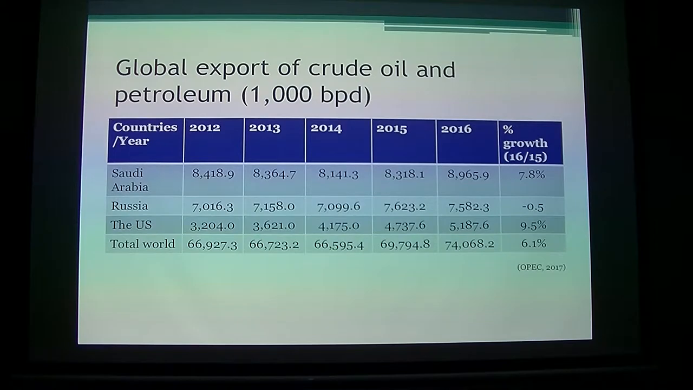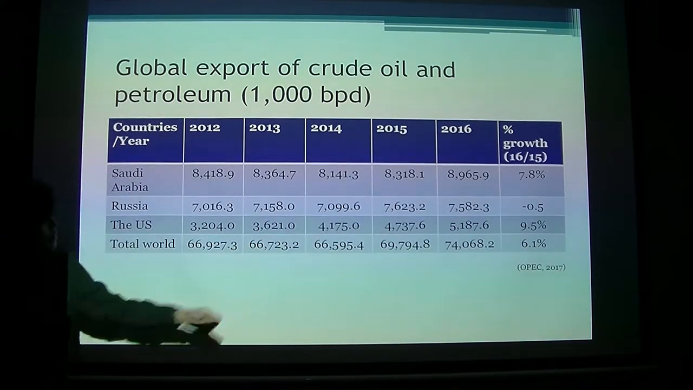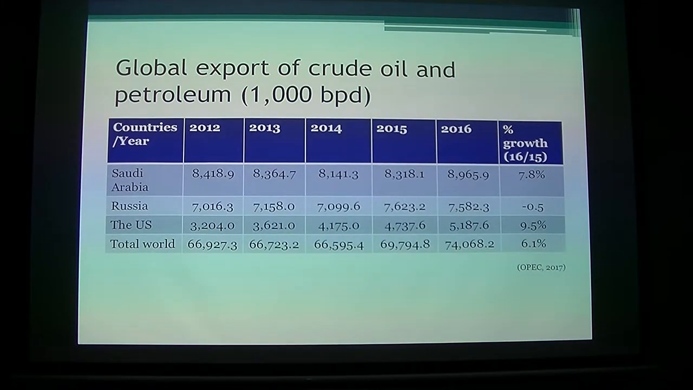Whereas Saudi Arabia and Russia had slight fluctuations, but they stay within the same amount of 8,000 and 7,000 respectively. And also, because of that, it also contributed to more export of oil petroleum in the world as it increases over time to 2060.